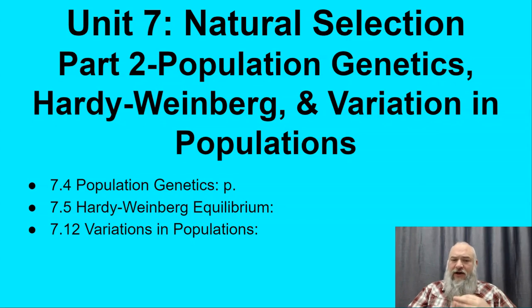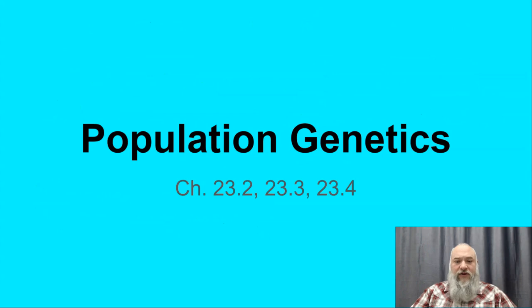I'm going to do things a little out of order for how AP Bio puts it. The order makes a little more sense to me anyway. So we're going to start with the Hardy Weinberg 7.5, then we'll do 7.4, and then 7.12, even though that's the last one, but I think they fit better together. So that is what we're going to be doing here. Starting out with Hardy Weinberg and population genetics, you can see the parts of the book that go along with that, 23.2, 23.3, and 23.4.